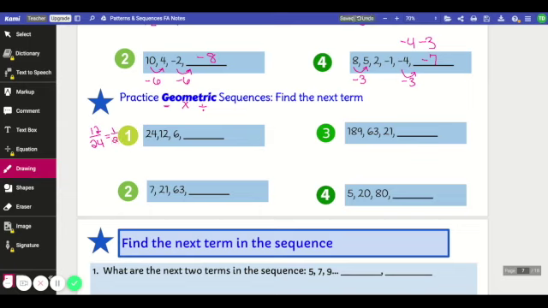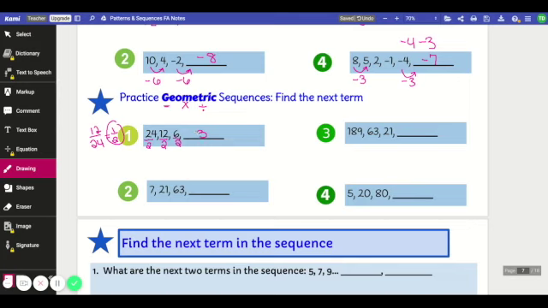Okay. The other way you can do it is you can see 24 divided by 2 gives me 12. 12 divided by 2 gives me 6, but it's the same thing as multiplying by 1/2 over here. So 6 divided by 2 is going to give me 3.